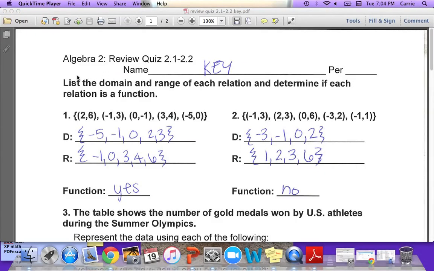This recording is to help you review for your quiz 2-1 to 2-2. If you notice, in 1 and 2 we have to determine the domain and range of each relation and determine if the relation is a function.